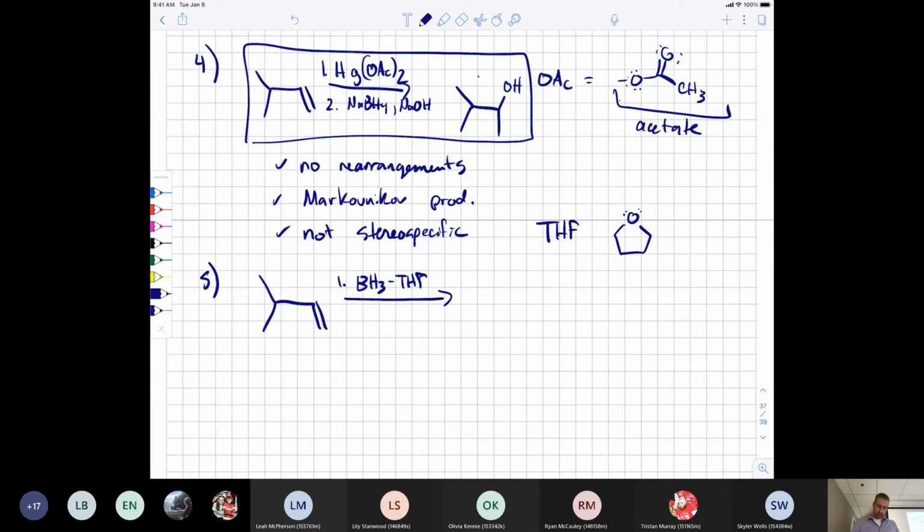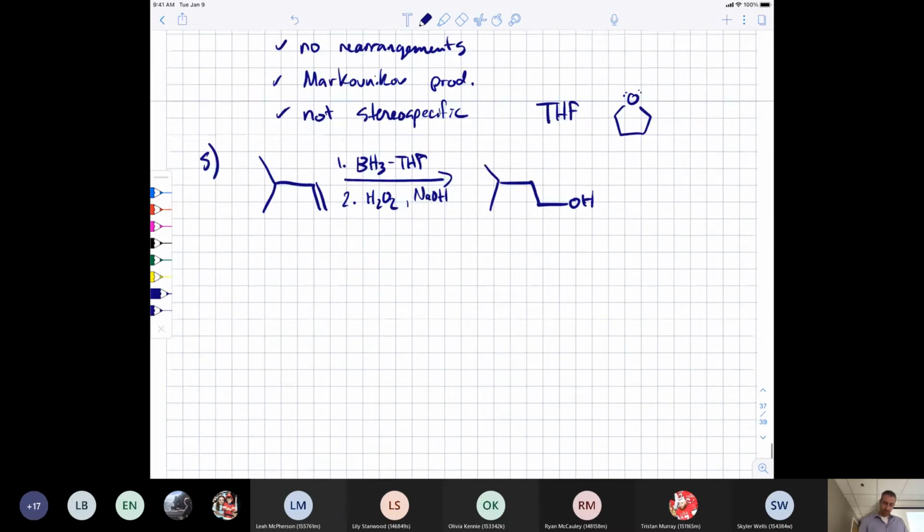And this takes place in 2 steps. We add the borane group, BH3, and then we oxidize it. H2O2, NaOH. It's called hydroboration oxidation. Like that. This has no rearrangement. This one is anti-Markovnikov. And it is syn addition.